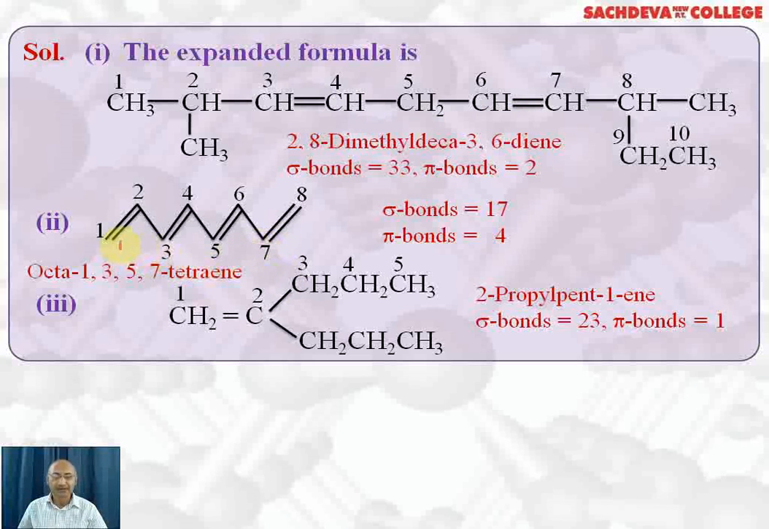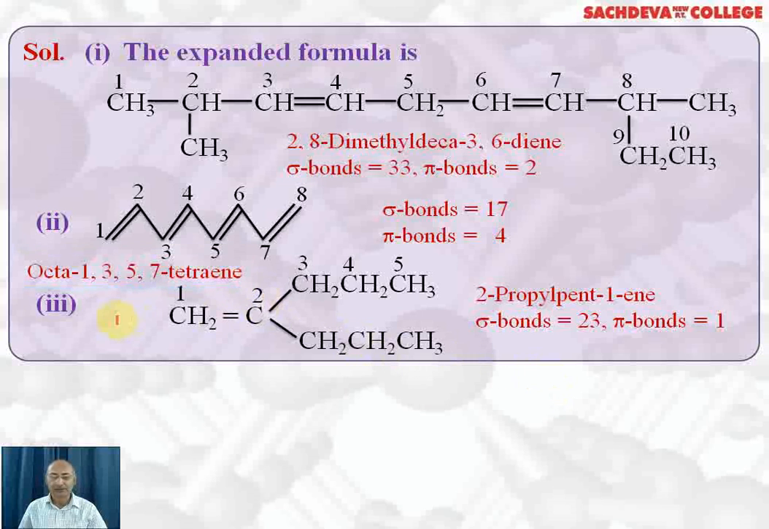Next example, we have this compound. We have to start counting from this corner: 1, 2, 3, 4, 5, 6, 7, 8. Total are 8, we write octa. The double bonds are after first, third, fifth and seventh, so we write 1, 3, 5, 7. Tetra means 4, ene means double bond. So it is called octa-1,3,5,7-tetraene.